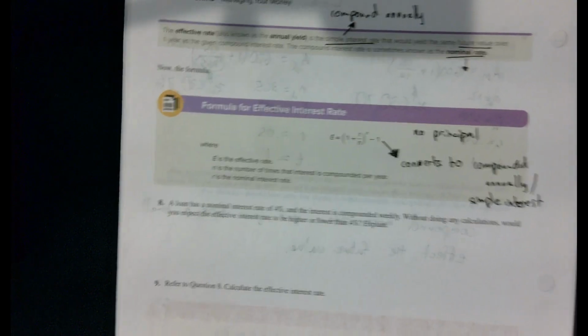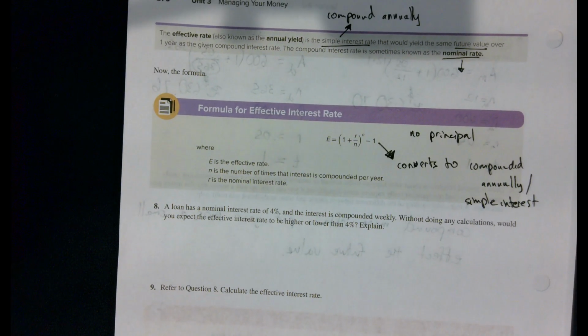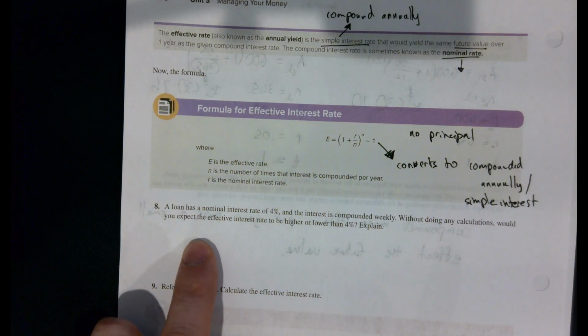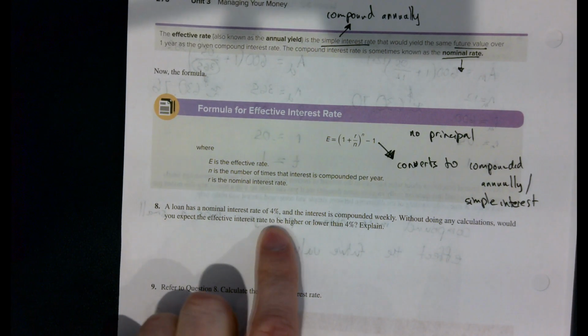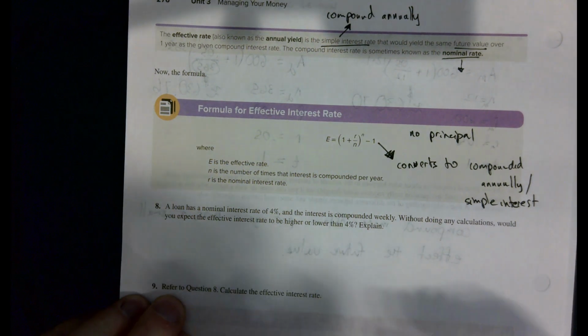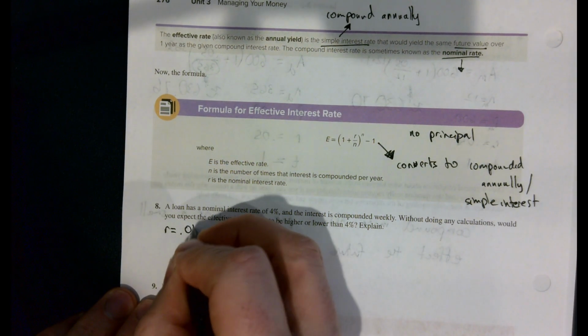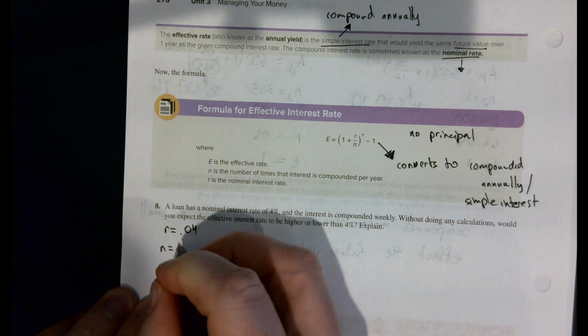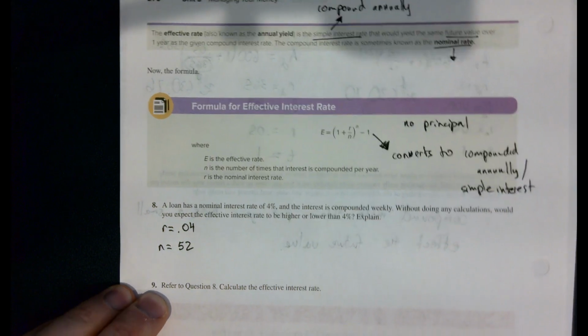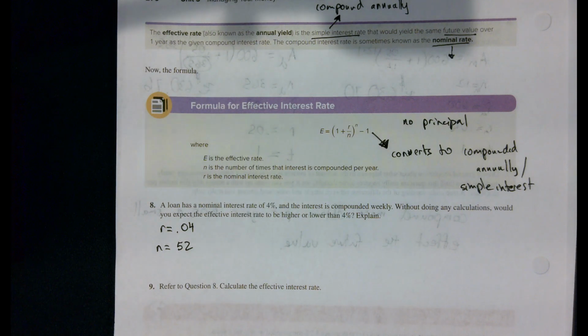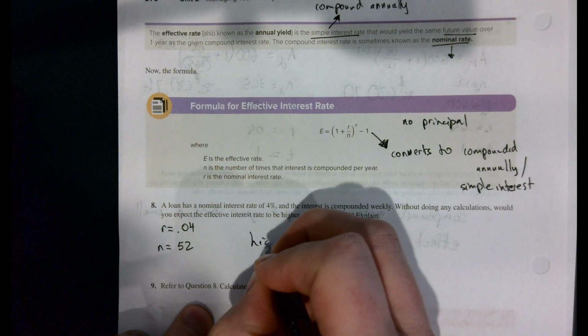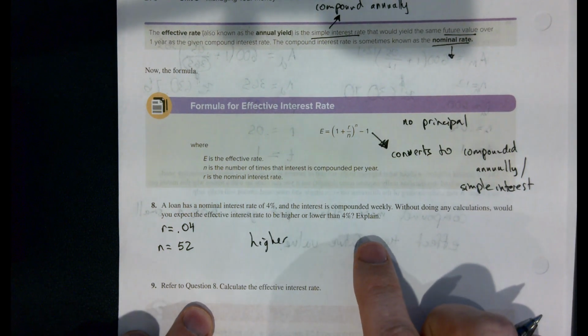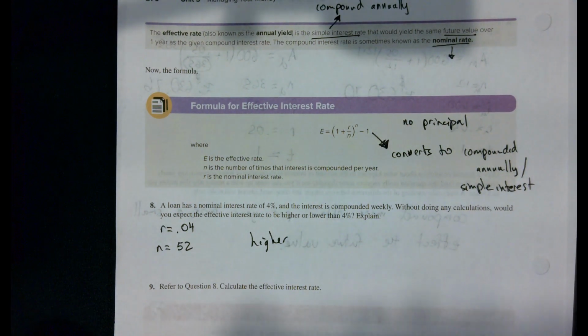So let's say we're given a nominal interest rate of 4%, compounded weekly. What would we expect the effective interest rate to be, higher or lower than 4%? Well, note what we're being told here is that this interest rate is 4, and it's compounded 52 times per year. So because it's compounded more often, like we're depositing the amounts of interest into the account 52 times over the course of the year, it's going to be a little bit higher than just a 4% compounded annually, because we're earning a little bit of interest on a little bit of interest before the end of the year.